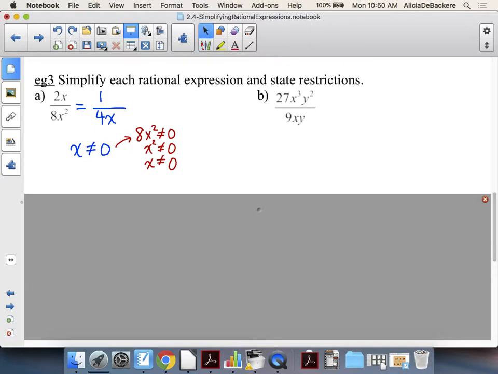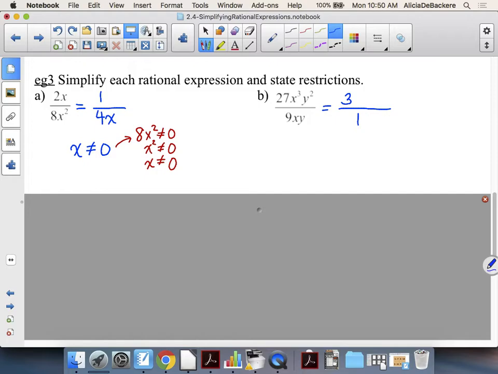Looking at part B, I'm going to do the same thing. I'm simplifying, and when I simplify, I'm looking first at the coefficients. 27 over 9, that's the same as 3 over 1. You can write the 1 in the denominator, but you don't need to. And then I look through my x's. I have 3 x's being multiplied on the top, 1 x on the bottom. And when I divide out that x, I'm left with x squared on the top. 2 y's being multiplied on the top, 1 y being multiplied on the bottom, so I can divide out 1 y from the top and the bottom. And I'm left with 3x squared y over 1, or just 3x squared y.